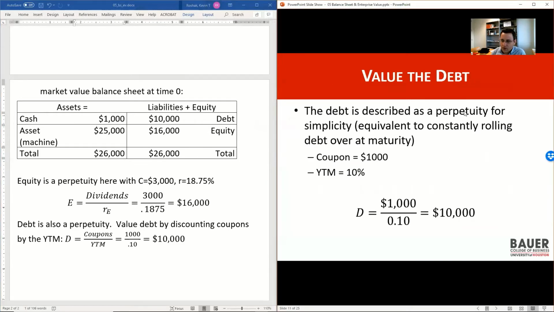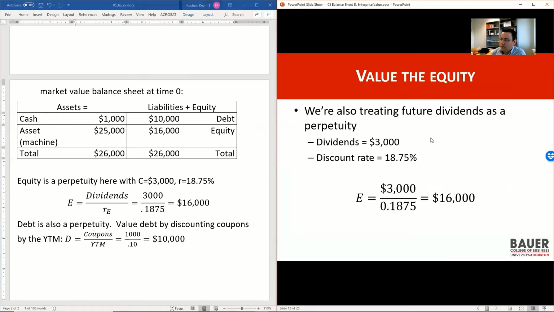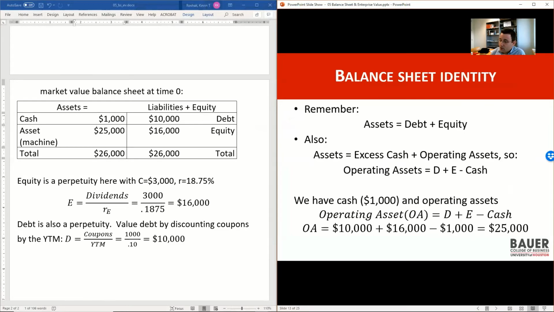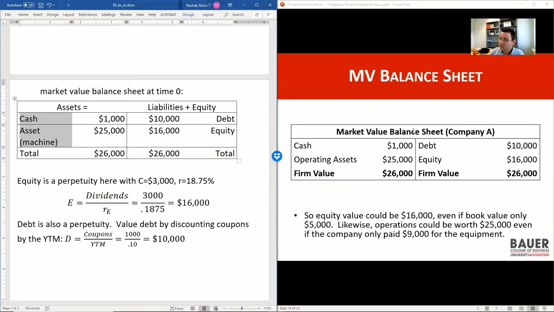Okay, and here's all the work that we did. We just were super simple, treated debt and equity as perpetuities. Once you know that, we're able to use the accounting identity here to figure out the value of the assets, where assets are cash plus the operating assets. We have two assets in this example, cash and the machine. So we can figure out that the operating asset is debt plus equity minus cash.